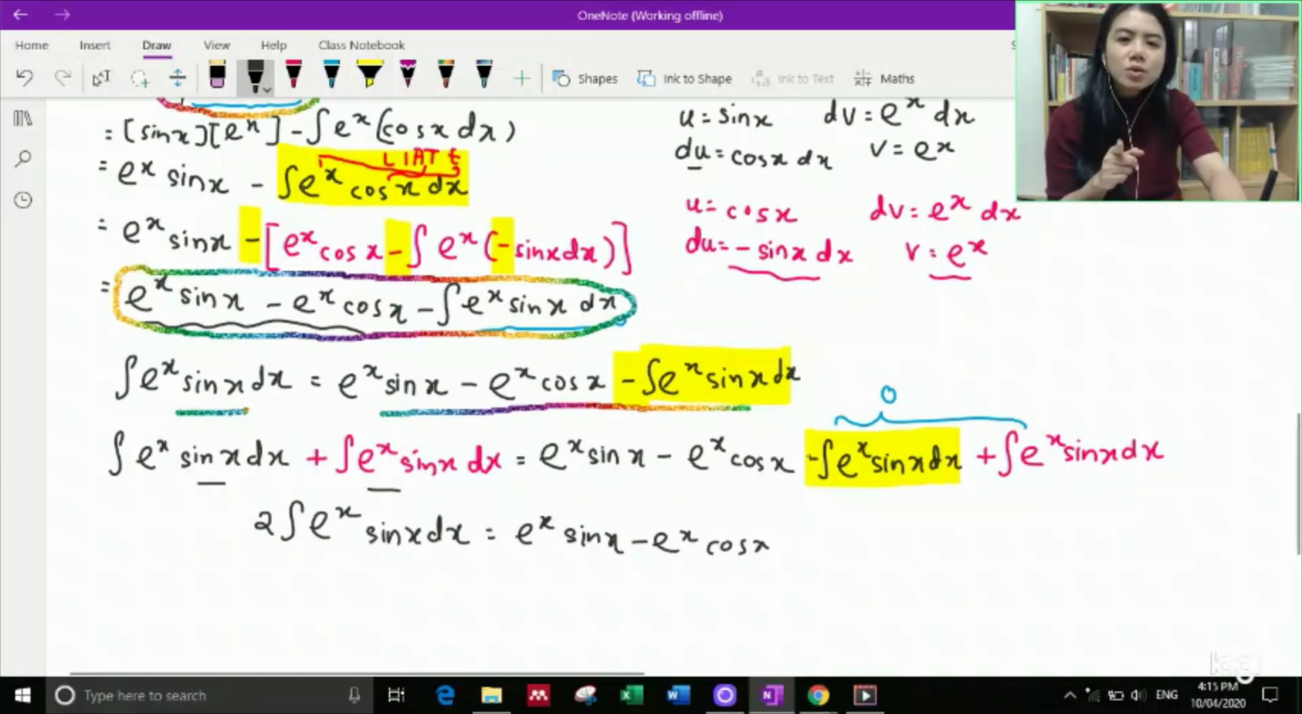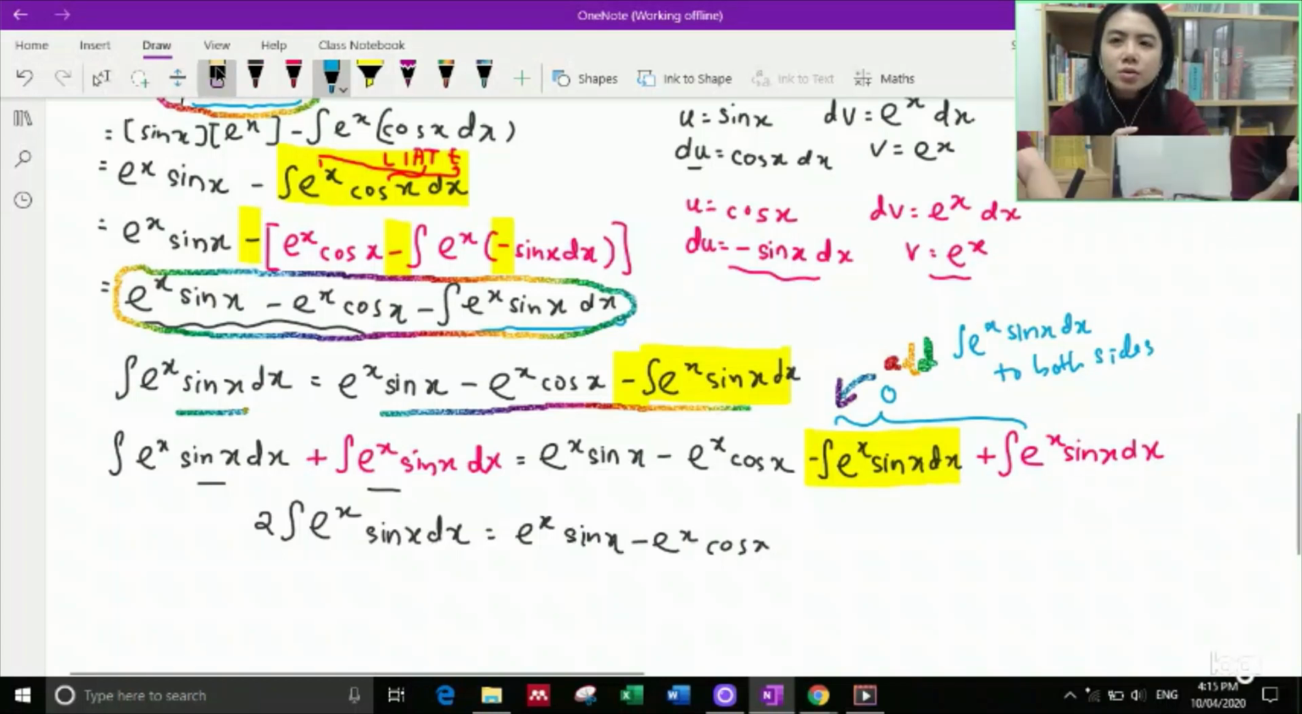Okay, so what is the thing that I did in the previous step? The previous step is I added, let me use another color, I added the integral of e^x sin x dx to both sides.